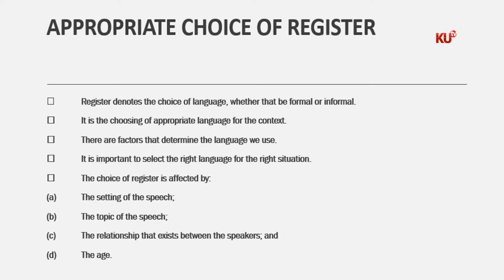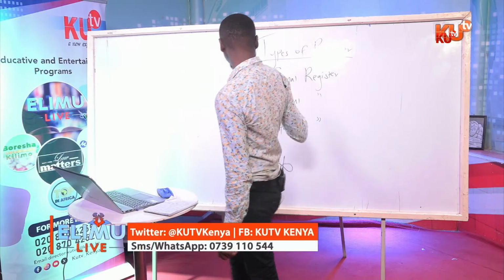And there are some things that can affect the register. One, you have the setting of the speech. Where is the speech taking place or what time? Also the topic of the speech. Then the relationship between the speakers. How do you relate with the person you are speaking to? And obviously the age. When you are addressing the Gen Zs, you may choose a different register than when you are addressing the millennials, and so on and so on. So that is all about the register.